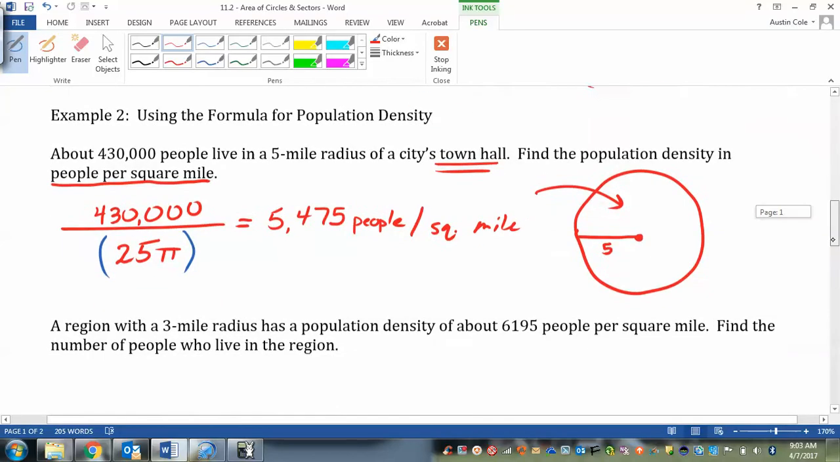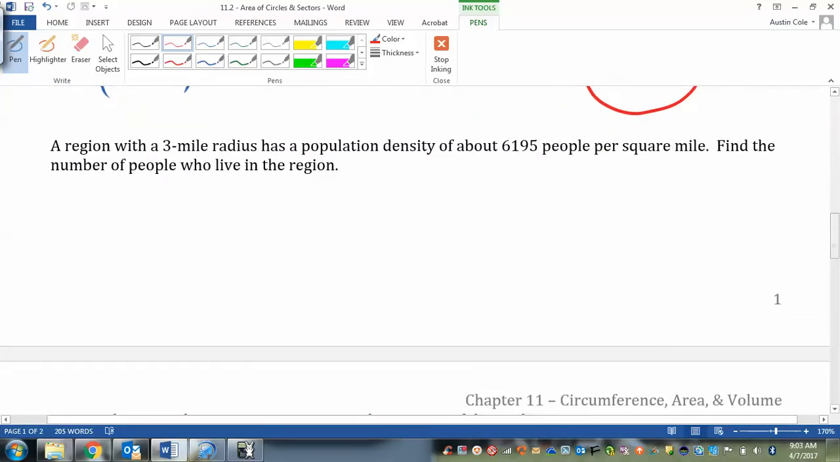Okay, next one's kind of similar but slightly different. It says a region with a 3-mile radius has a population density. It doesn't say population, does it? It says density of 6,195 people per square mile. This is different. Notice the subtle differences. Up above it gave us the population. Here it gives us the population density. Find the number of people who live in the region.